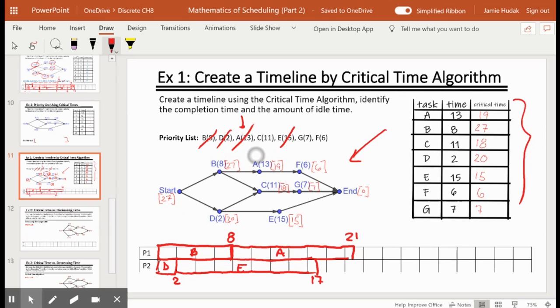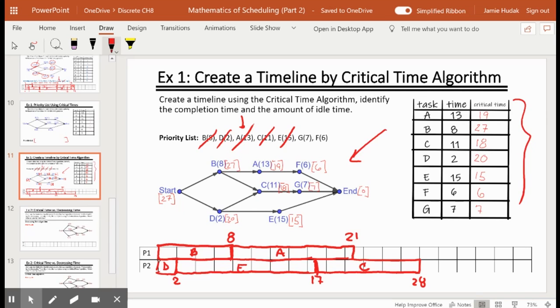Next on the list is task C. C needs tasks B and D to be done. At the 17th unit of time, B and D are both completed. B completed at the 8th unit and D at the 2nd. So I can schedule C. It's 11 units of time. I have 1 unit here, and then 2, 4, 6, 8, 10. 1 plus 10 gives us 11 units. We're at the 28th unit of time in the project. That's task C. I can cross it off.